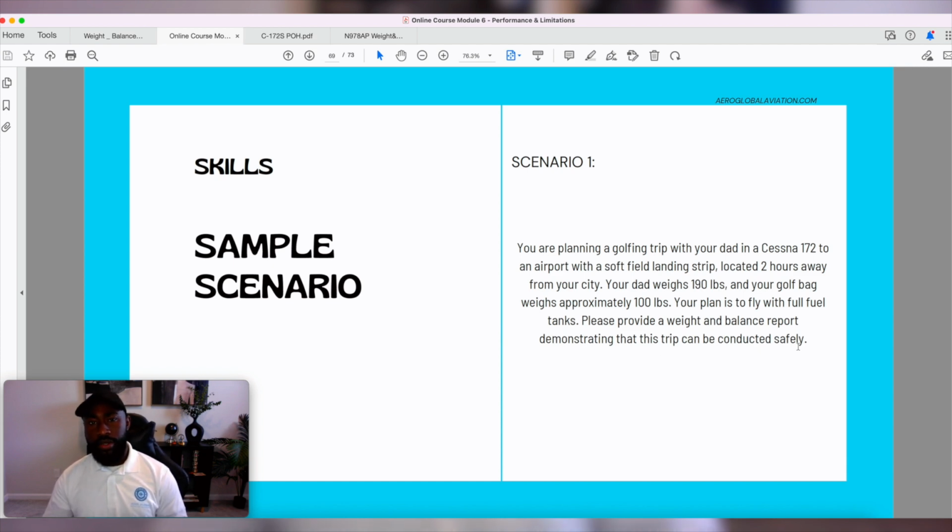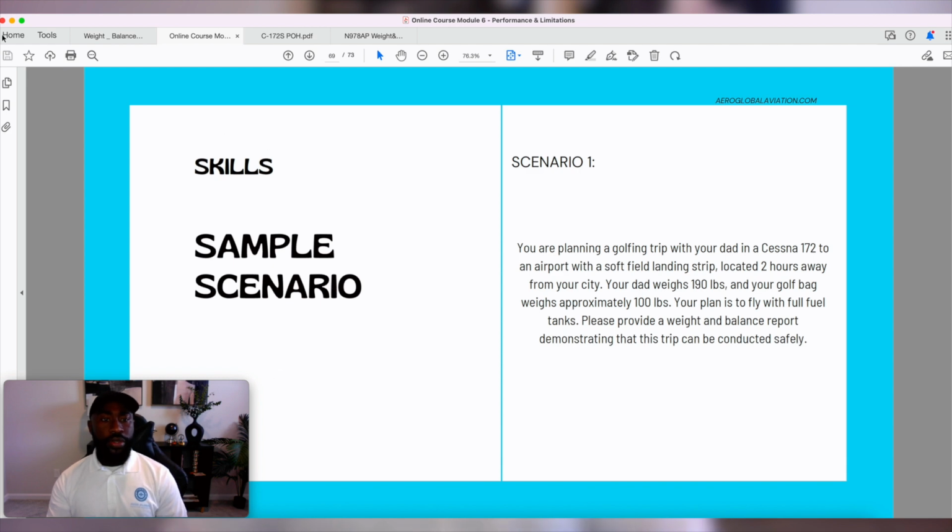Usually you get scenarios like this in a checkride, where they give you a problem and you need to present a weight and balance solution. And also just in general, as a pilot, you need to be able to calculate the weight and balance for your airplane. That's why the FAA wants us to teach you how to do this.